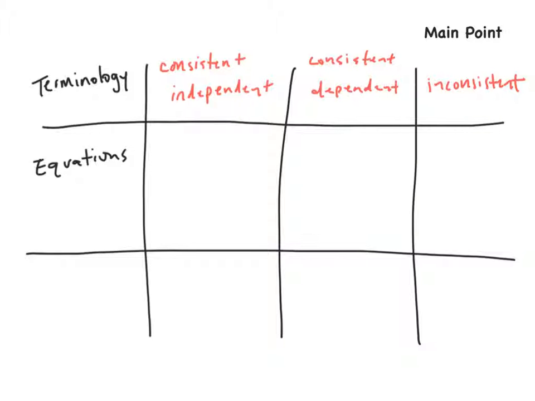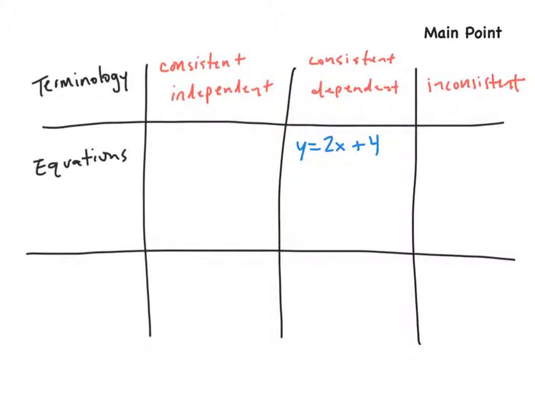So continuing on with this table, I want you to extend it a little bit more. Since we're talking about graphs, I want to focus now on the equations. You will be given some equations, and you're going to have to figure out which terminology it is, whether it's consistent-independent, consistent-dependent, or inconsistent. I'm going to try to break this down as easily as possible for you. I'm going to start in the middle, where it's consistent-dependent. Remember, consistent-dependent means that they are the same line.